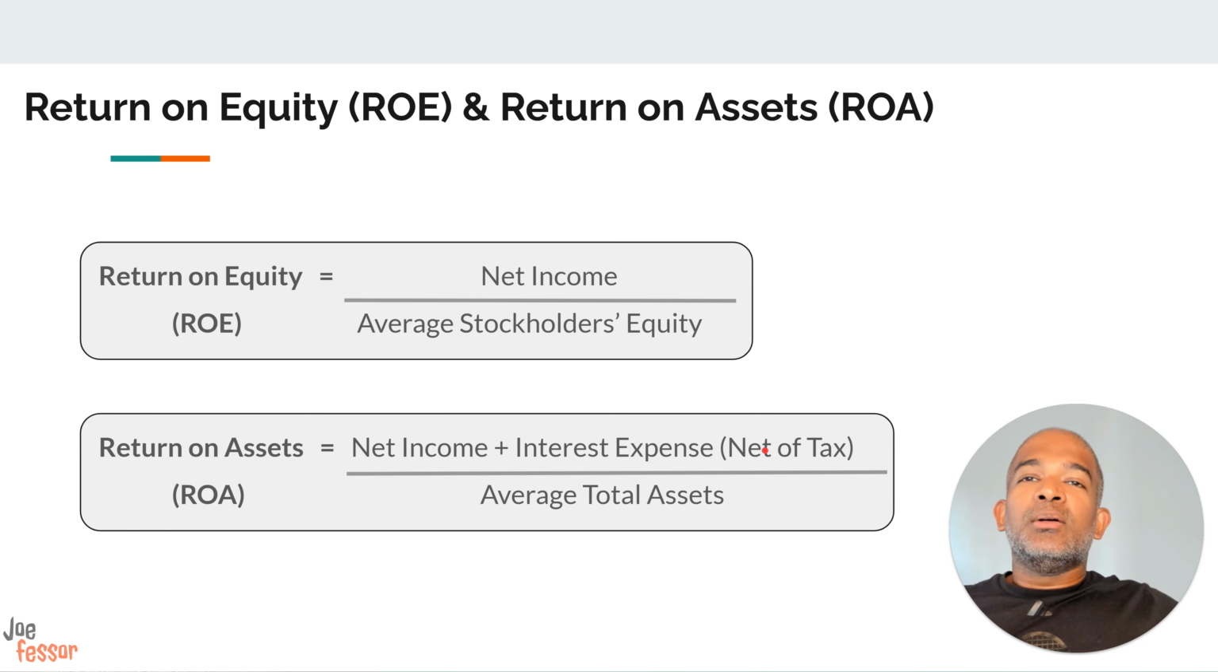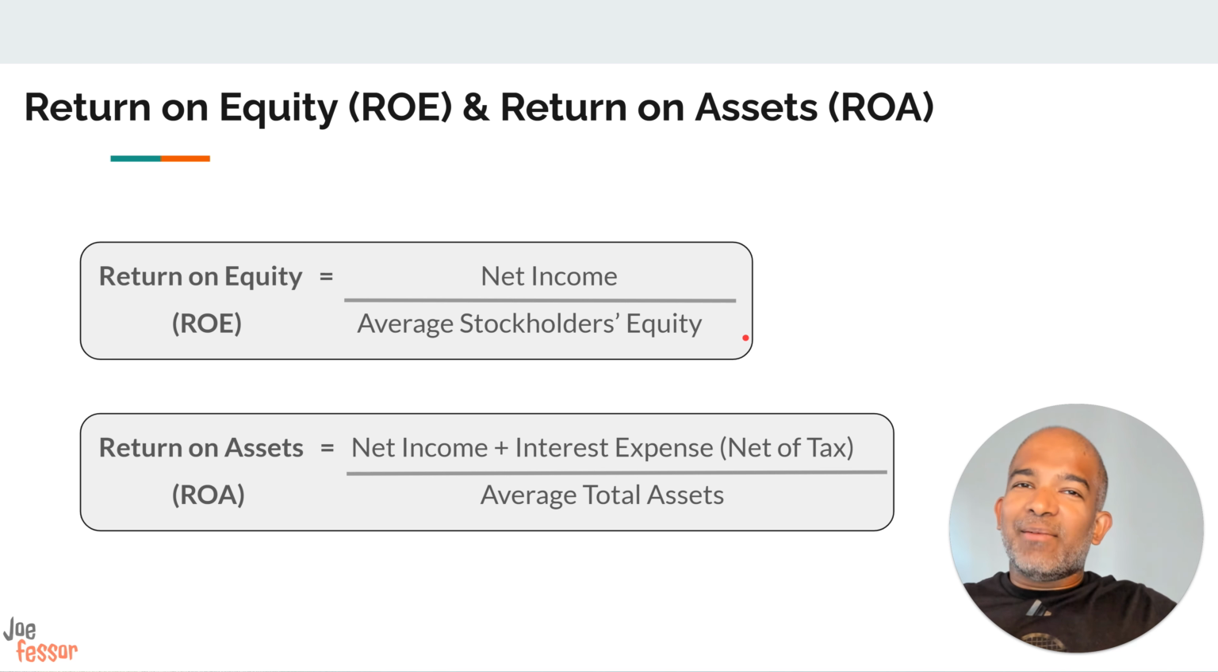Our first measure is return on equity, or ROE. This ratio directly relates the income earned to the investment made by the owners, the stockholders. It reflects the simple fact that investors expect a higher return if they commit more capital. The formula is net income divided by average stockholders' equity.